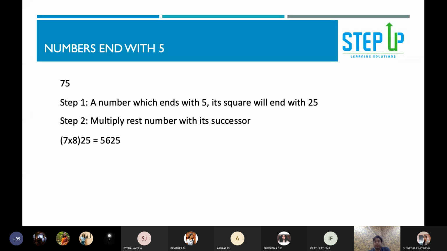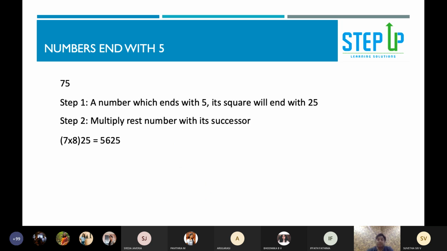Yes, sir. Give me the square of 115, fast. 13225. Yes. 11 into 12 is 132, then 25. You get your answer, that is 13225. Can you explain this? Yes. Sir, can you explain again, sir?